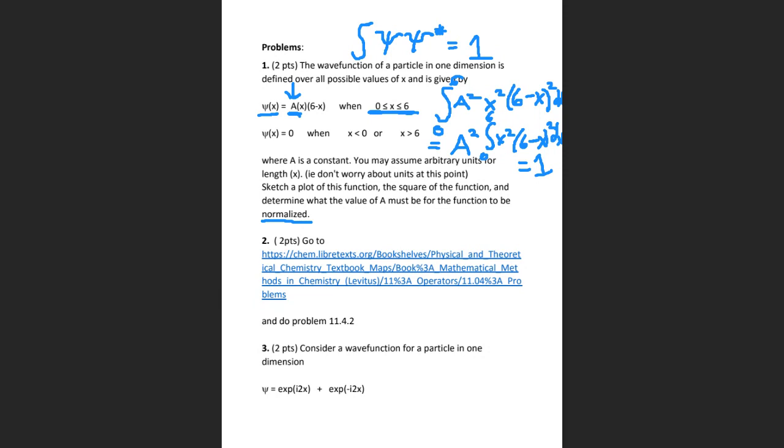Okay, that's my hint on how to normalize. You're also supposed to sketch a plot of the function and the square, which is what you're integrating. I suggest sketching a plot of the function first and just plugging some points in. Questions on what I've said here? Okay, can I take questions on other problems?